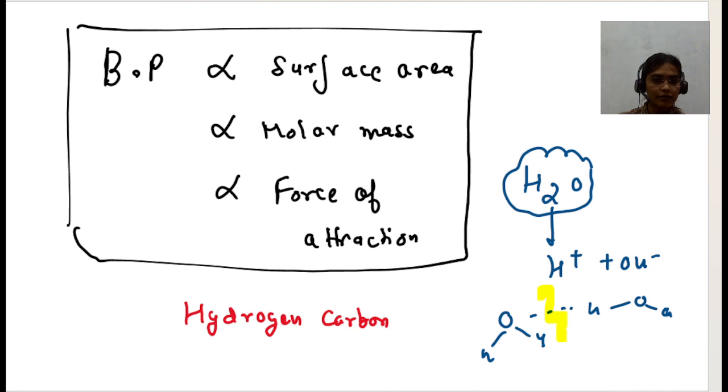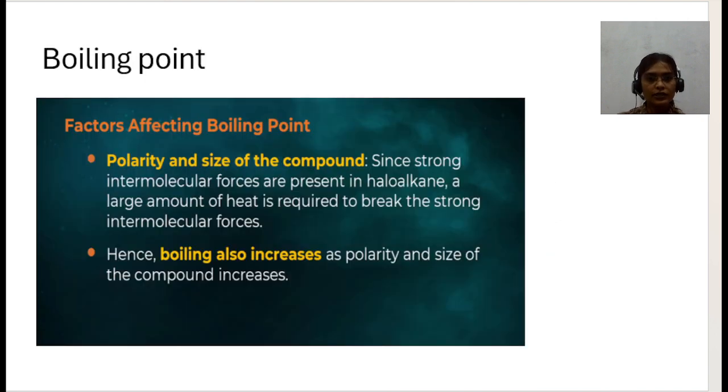So let's discuss some important factors affecting the boiling point. Observe this: the polarity and size of a compound. The stronger intermolecular forces of attraction are present in a haloalkane because they are polar, right? And a large amount of heat is required to break the bond of the halogen.